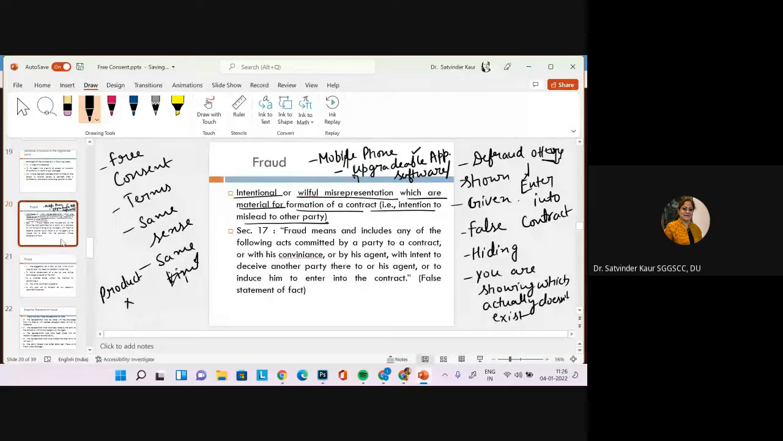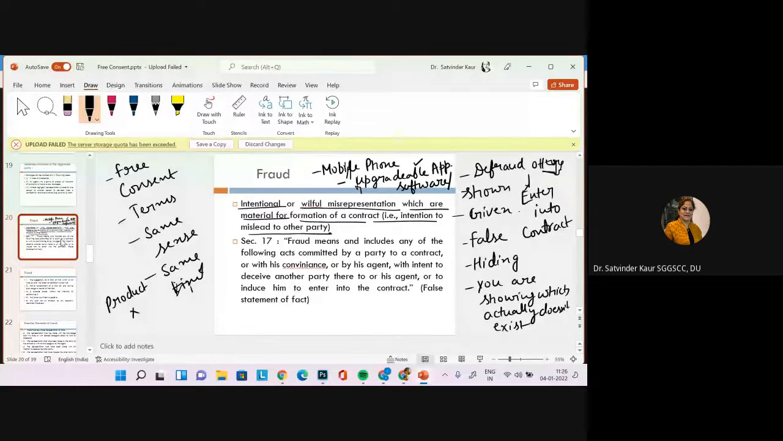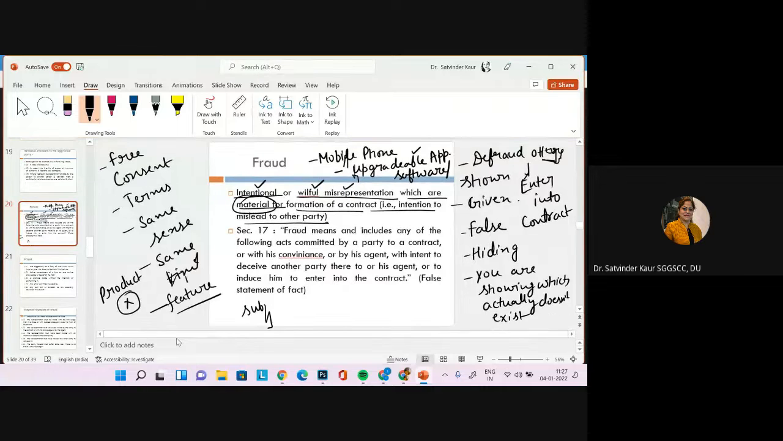So in this particular case, the other person tells you that this particular model, as per your budget and requirement, has this particular feature. If the person had not told you that this feature exists, you would not have purchased that mobile phone, right? So in that case, the other person has intentionally or willfully misrepresented something which is material, meaning it is directly related to the subject matter of the contract.